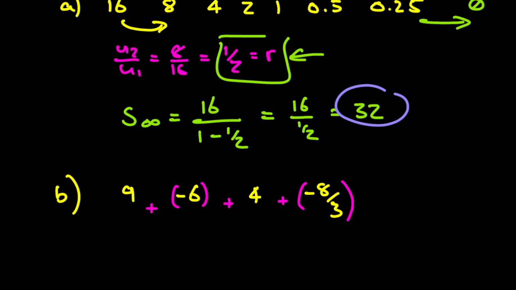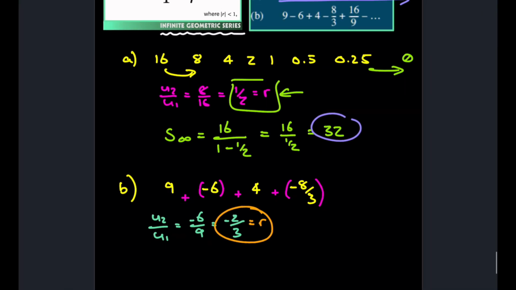But actually, that's quite important when you're finding r, because r is u2 over u1, so there'd be minus 6/9, which is minus 2/3. So that is our r value. So our r is a negative and it is a fraction, 2 over 3.